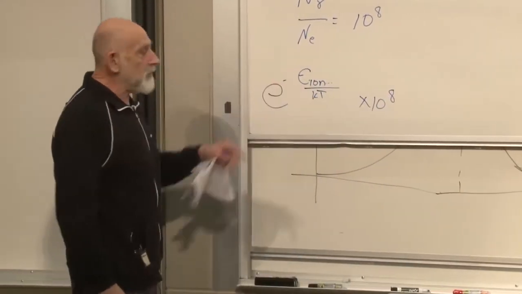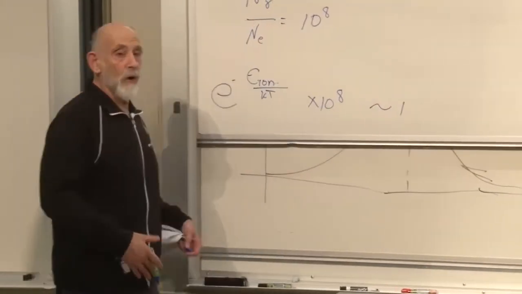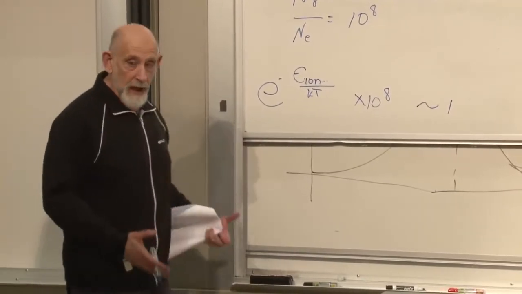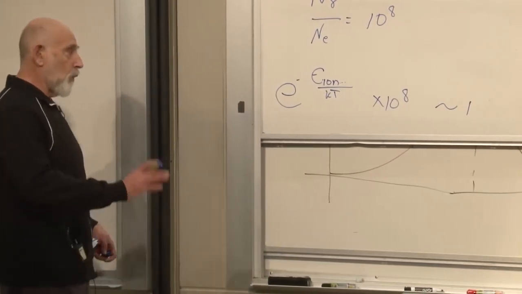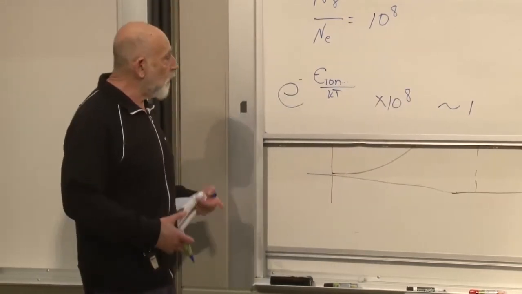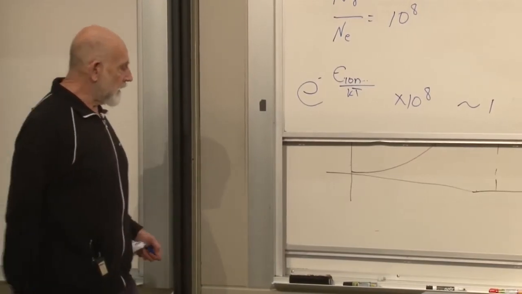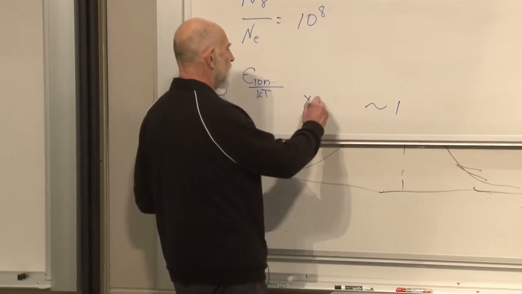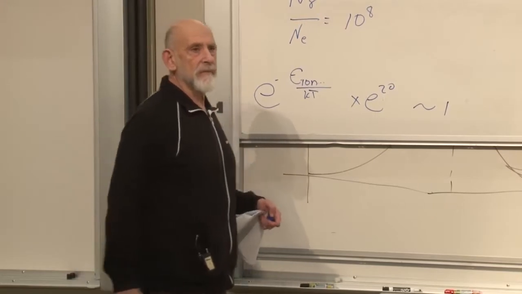And if this combination of numbers is order 1, is roughly 1 or bigger, then there are simply enough photons to ionize the electrons. If this is of order 1, that says there will be roughly 1 photon per atom with enough juice to ionize it. All right, 10 to the 8th is approximately e to the 20, or something like that. Is that at that energy or at and above?